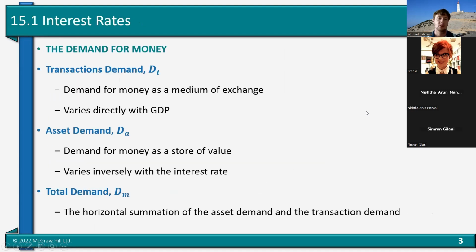So interest rates show the demand for money. Transactions demand, DT, is demand for money as a medium of exchange. It varies directly with GDP. Asset demand is DA, demand for money as a store of value, and it varies inversely with the interest rate. Total demand is DM. It's the horizontal summation of the asset demand and transaction demand.